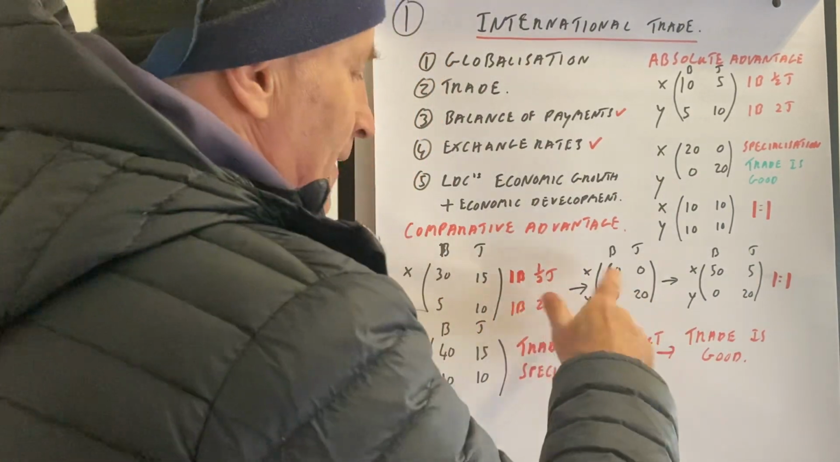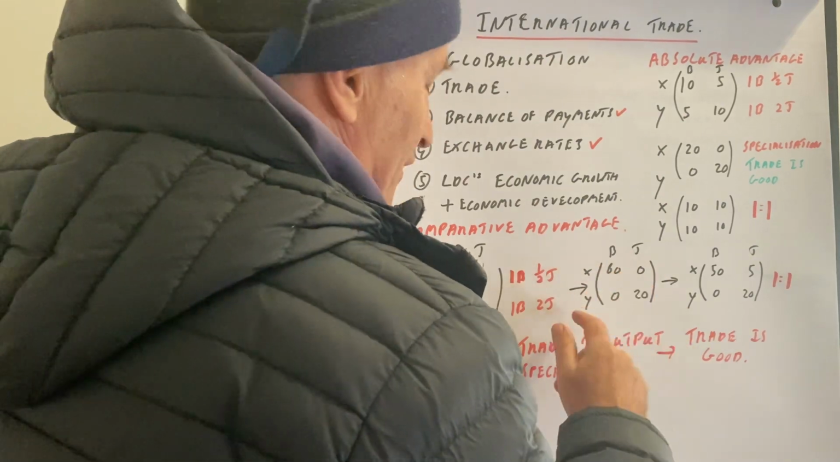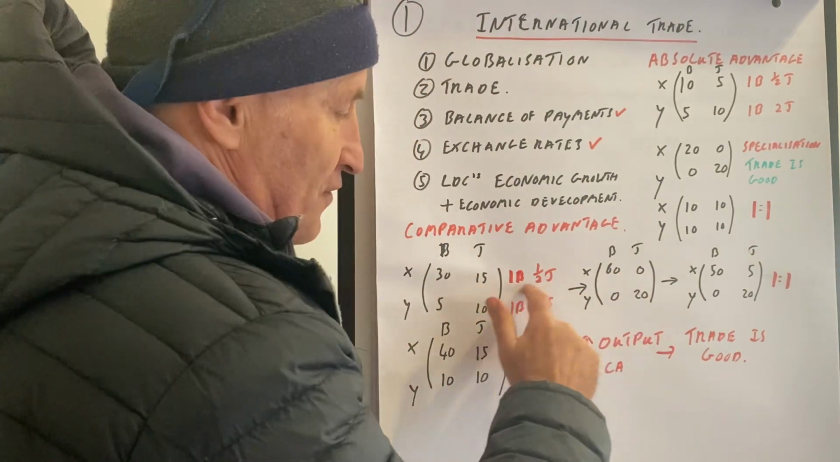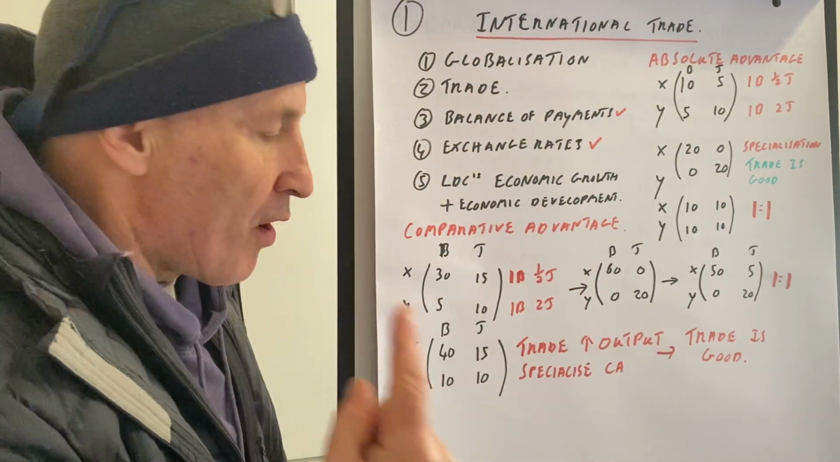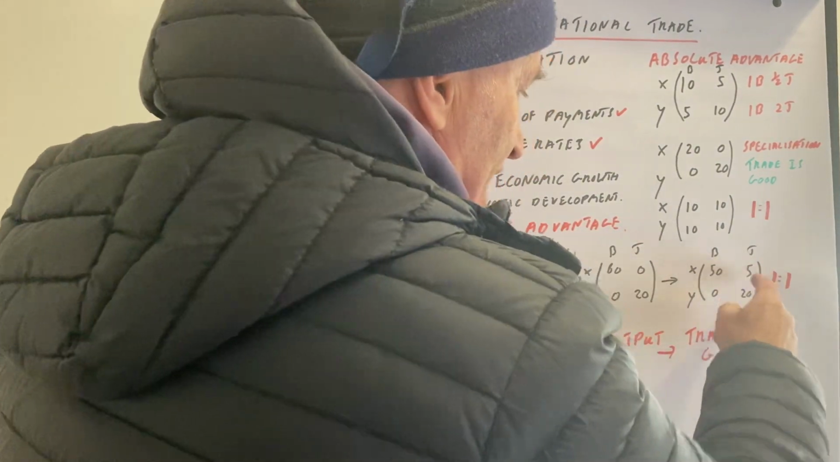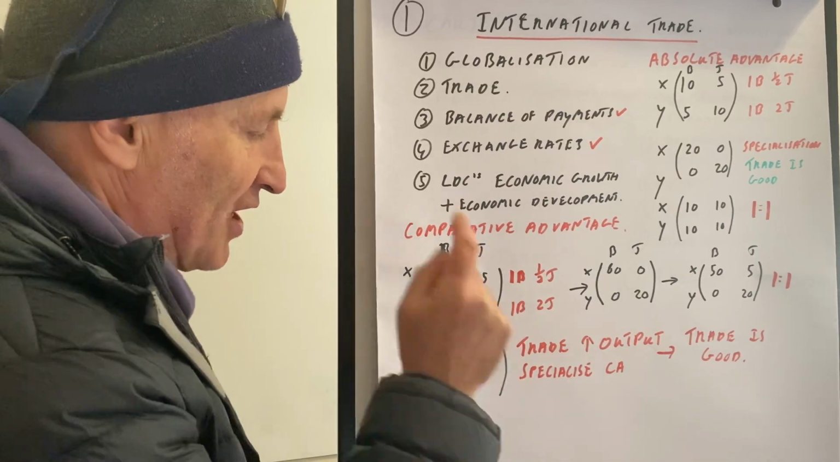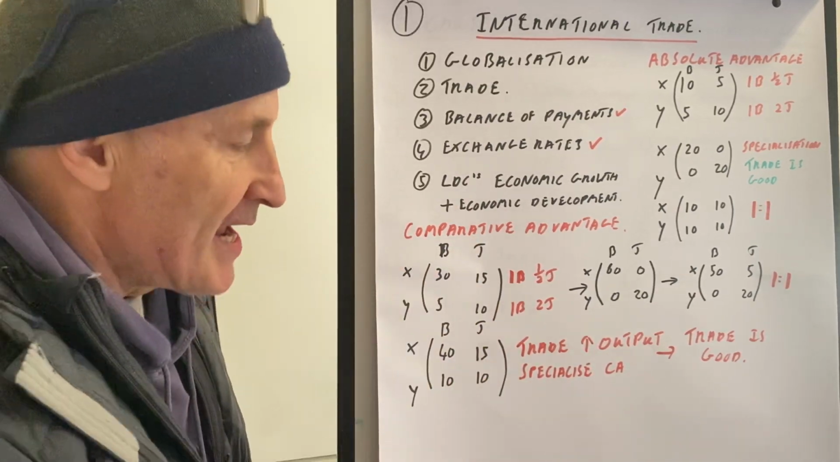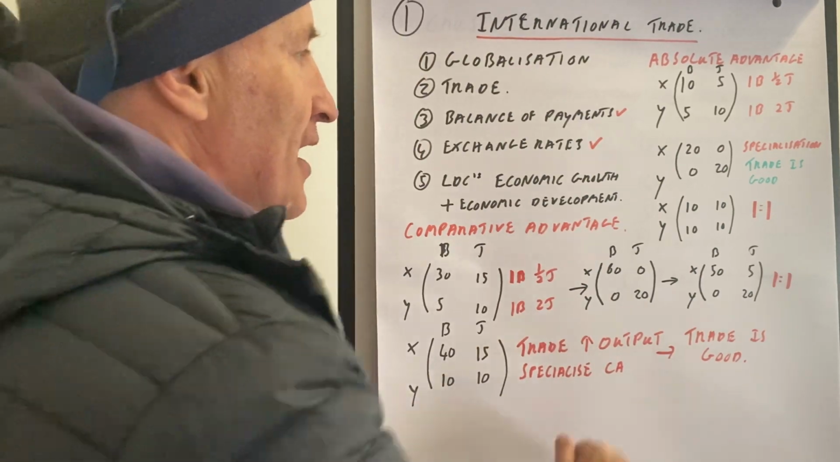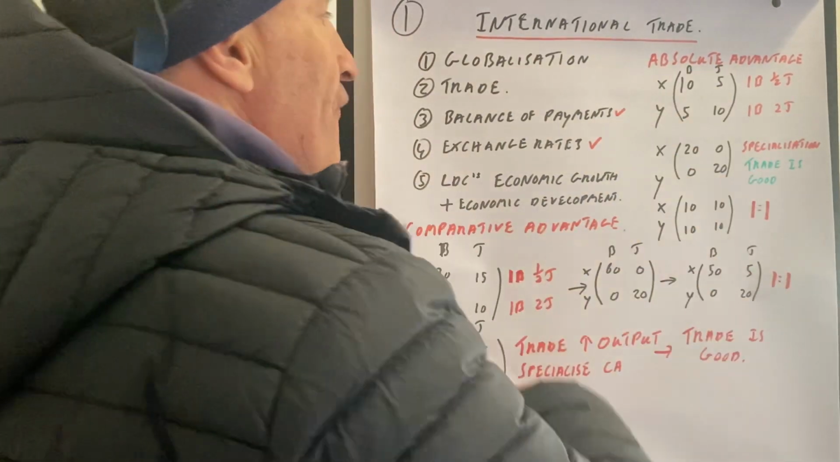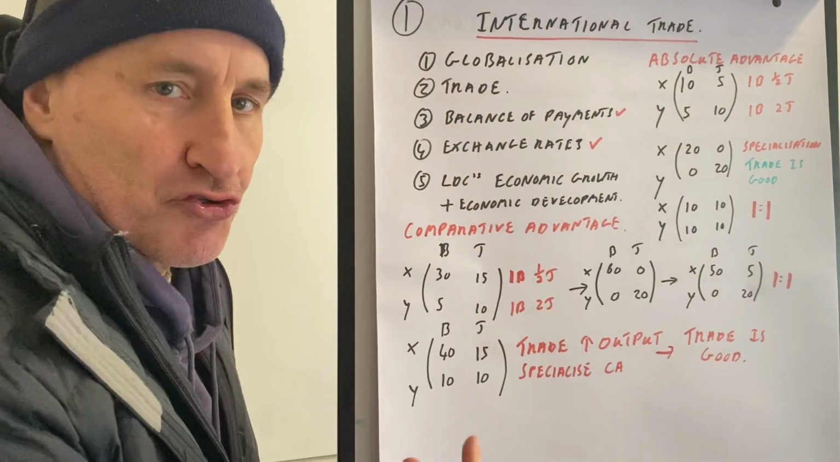So they give up 10 units of bread and they make 5 jam because 10 bread is equal to 5 jam. 55, 0, 20. Then we trade on a one-on-one basis, sending 10 this way, 10 that way, and we end up with 40, 15, 10, 10. So trade has led to an increase in output. Therefore, trade is good. This is the basis of the whole of this concept, international trade, number one.